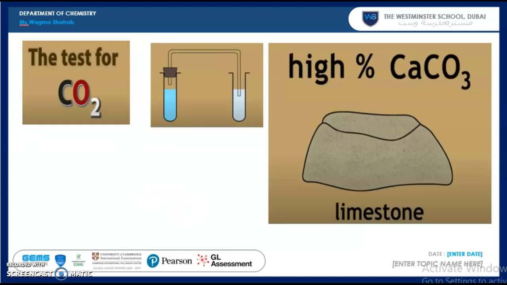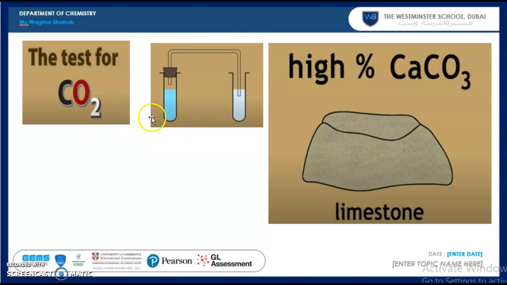Okay. Now, my question is, do you know what is the test that we usually do for carbon dioxide? How can you find out the presence of carbon dioxide? Yes, of course, we do the lime water test. If you take lime water and pass carbon dioxide through it, it will turn milky.